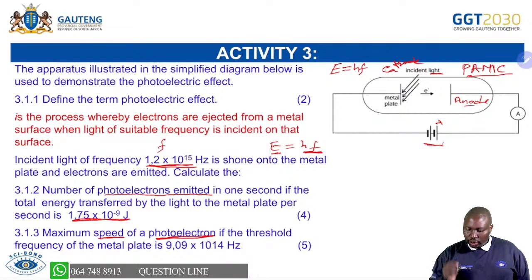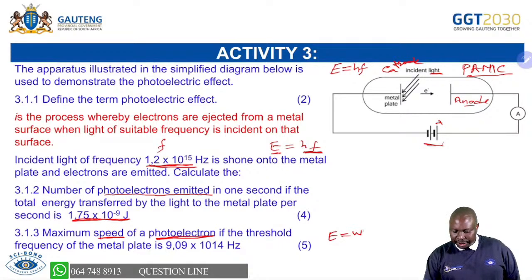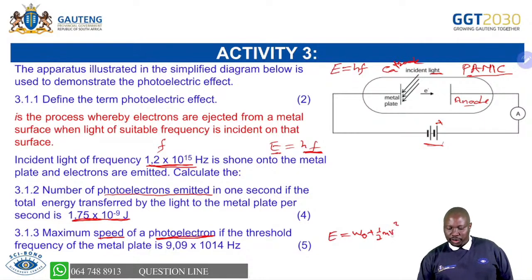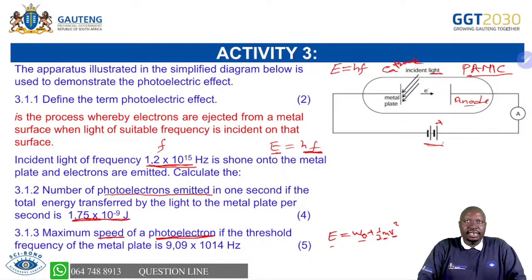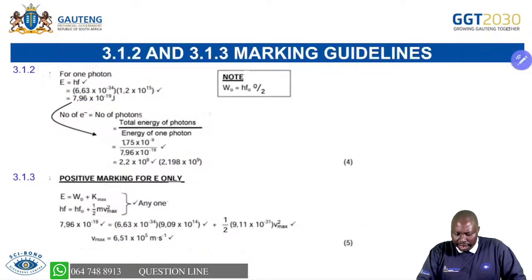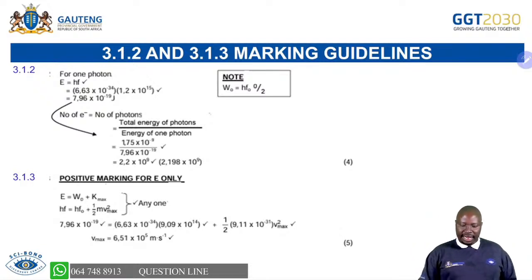So to do that question, you will have to use your equation of half mv squared, because now we want the maximum speed. The mass of an electron is constant, so you just have to calculate your E, your work function, and use your mass, and then you are able to do the question. Look at the number of marks given for those questions: 4 and 5 marks, which is a total of 9 marks.